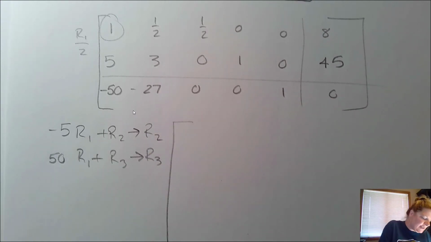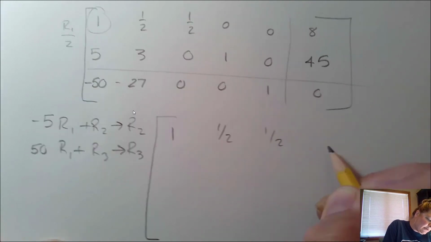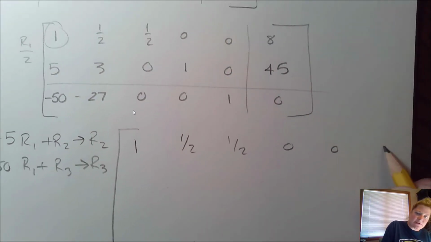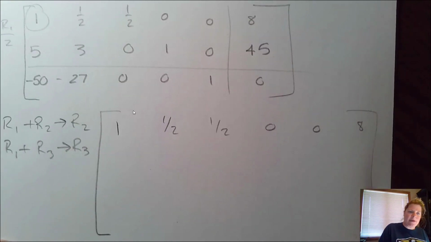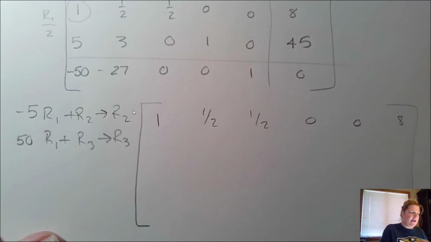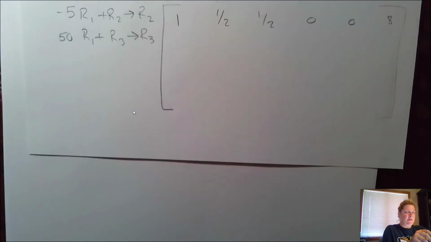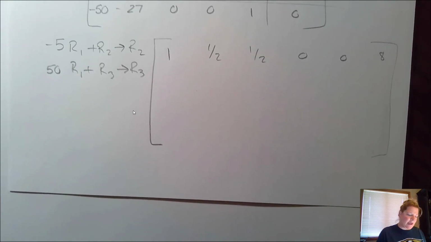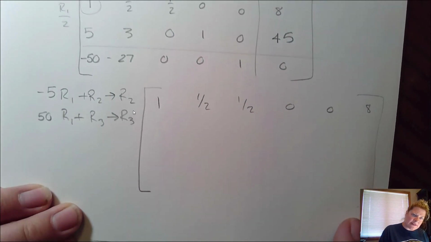Okay, so the first row stays the same. 1, 1/2, 1/2, 0, 0, 8. I kind of wrote big. Now I don't know if it'll fit all the way. Well, I know how to make it fit all the way. Ooh, there we go. Okay, perfect. All right, so we got to look at this part.